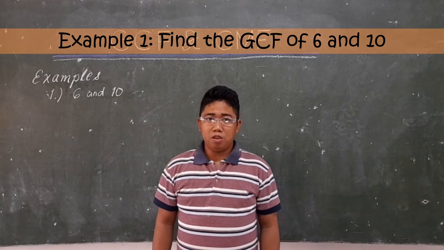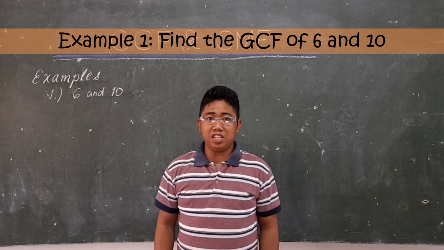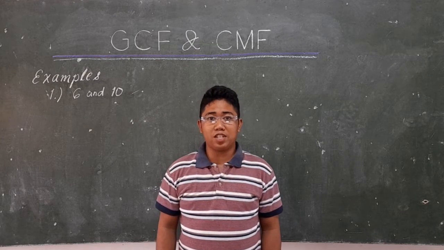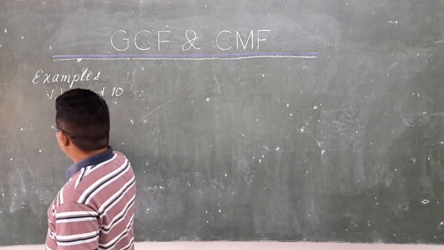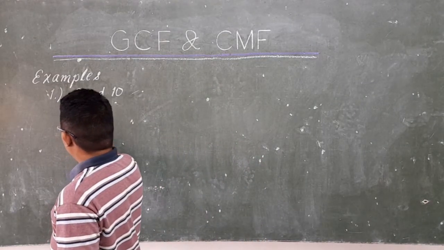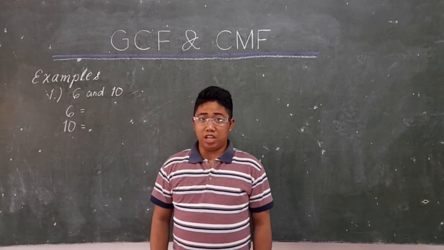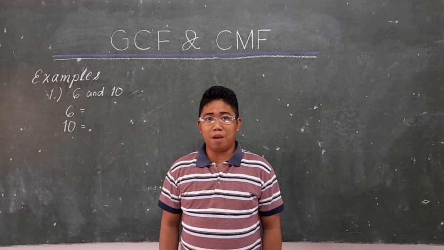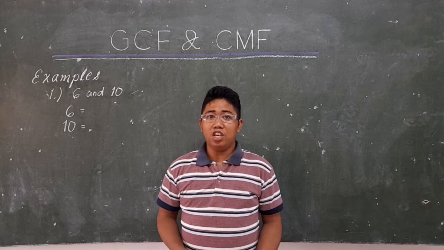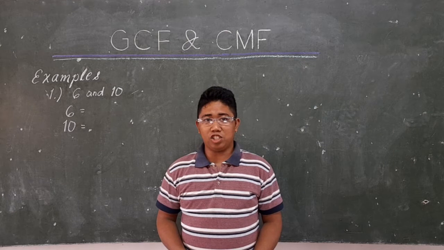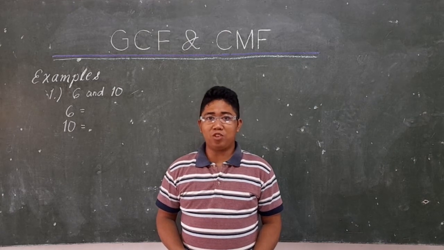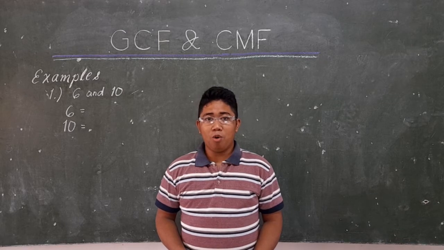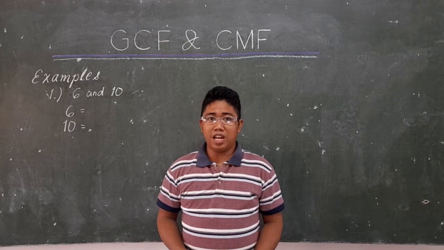Before you find the GCF of two numbers, we have to copy these two numbers. We have 6 and 10. The next step is to look for the possible factors of the two numbers. So let us apply prime factorization. Again, when we say prime factorization, it is the process of factoring numbers expressed with prime numbers.